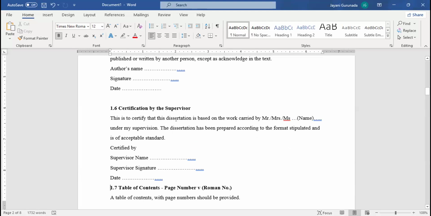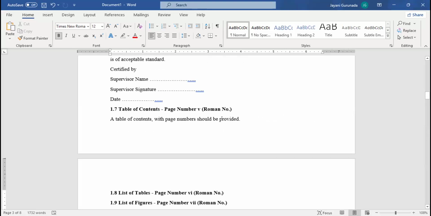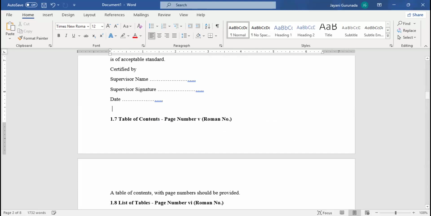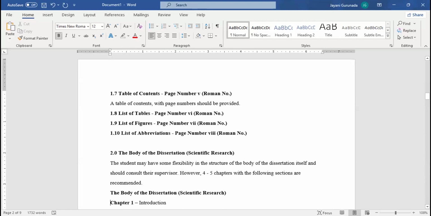Here you write: this is to certify that this dissertation is based on the work carried out by your name under my supervision, the dissertation has been prepared according to the format stipulated and is of acceptable standard. Certified by, then write your name and send it to me so I can use my e-signature for the supervisor's signature, right? And date. Once you finish, you send me, then I ask, even if they give you some other lecturers, you can get theirs, right? Then next one, table of contents.